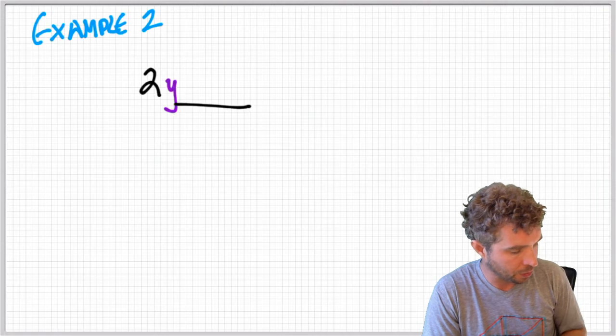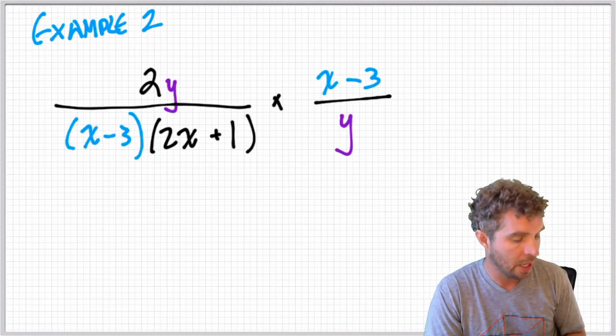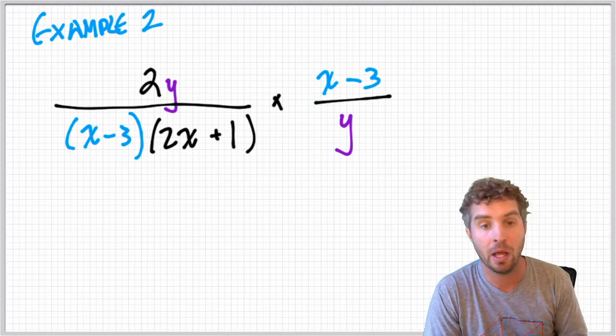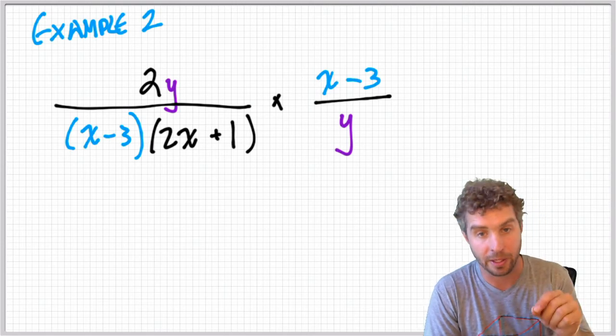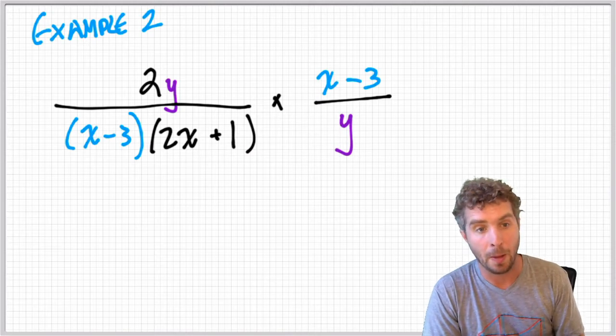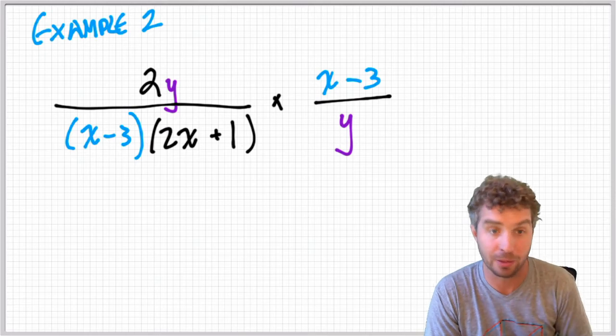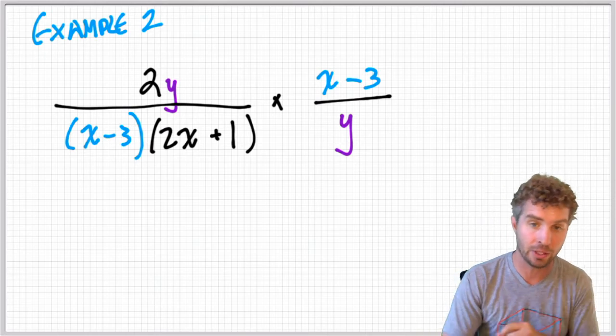All right, so example 2 is going to be 2y over the quantity x minus 3 times the quantity 2x plus 1 times x minus 3 all over y. Bit of a mouthful. Now, again, I've color-coded to help. Textbook problems are not going to color-code for you. You're going to have to notice some of these similarities.